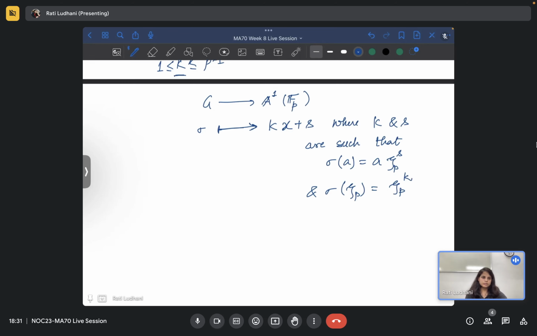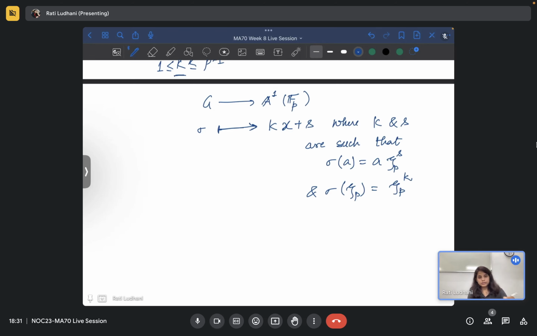And this is well and good in A1 Fp because we know that k cannot be 0, and k and s are mod p. S is going from 0 to p minus 1, and k is going from 1 to p minus 1. So we are good.